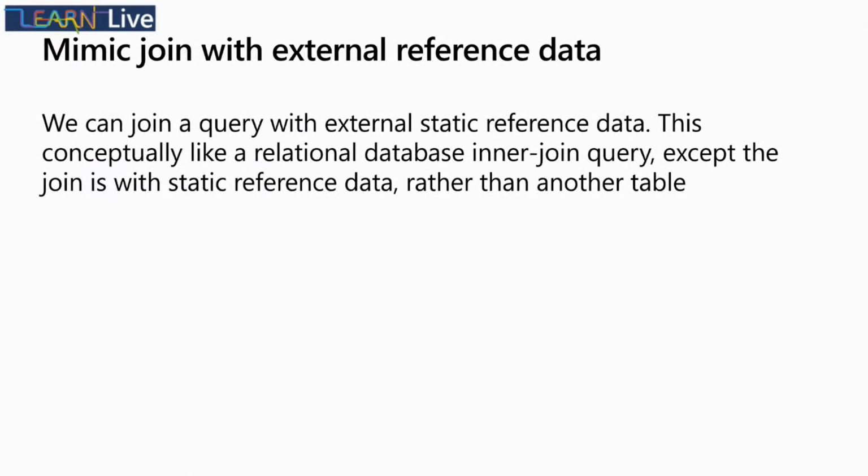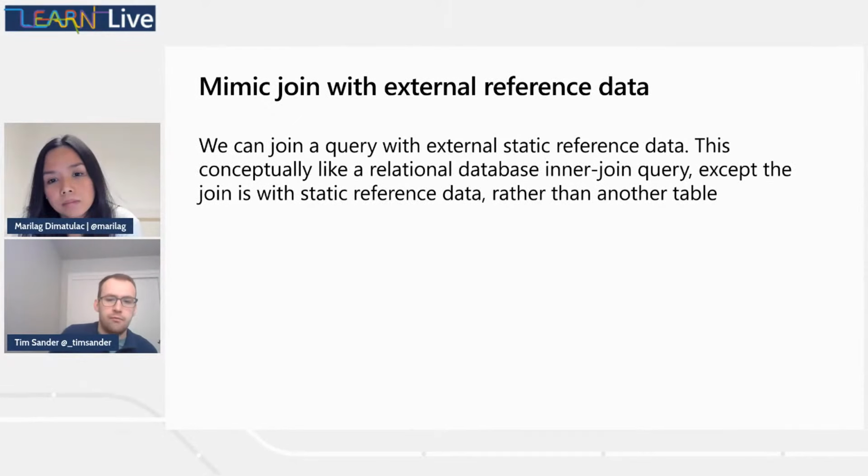Another reason you'd want to use subqueries would be to mimic join with external reference data. So let's say that you had static external reference data. For instance, let's say you had like measurements. Different measurement abbreviations would correspond maybe to different symbols, to different words and numbers and that sort of thing. And you might want to do a join of your query with this external static reference data.